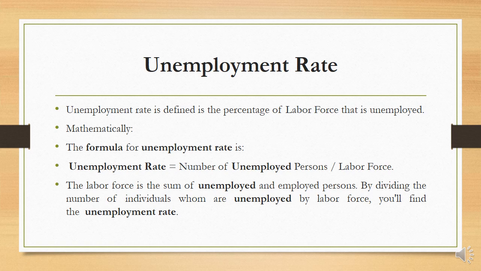Unemployment rate. Unemployment rate is defined as the percentage of labor force that is unemployed. Mathematically, the formula for the unemployment rate is equal to number of unemployed persons divided by labor force multiplied by 100. In order to convert into the percentage, we must multiply by 100.